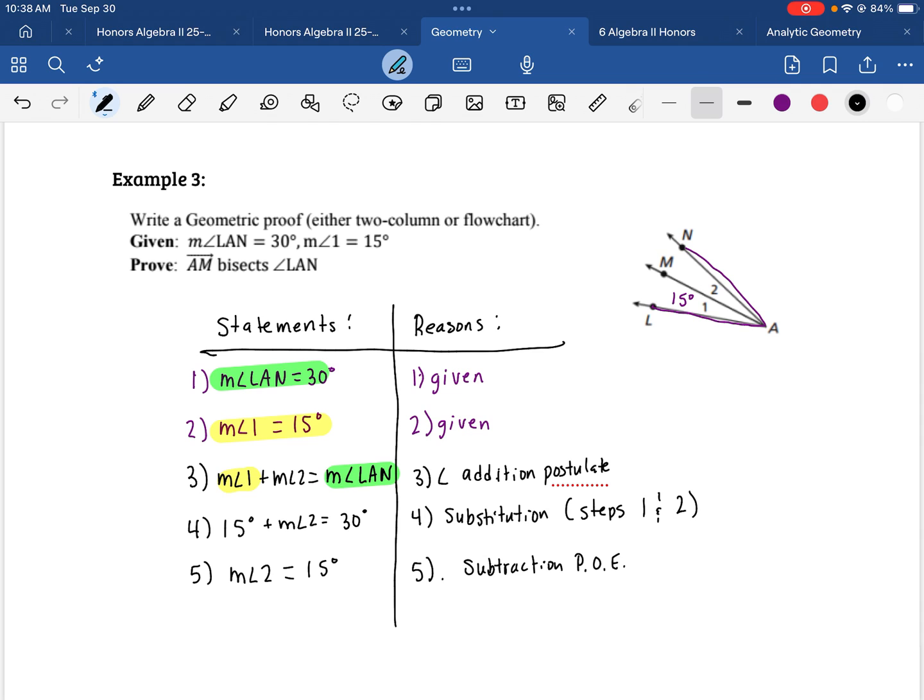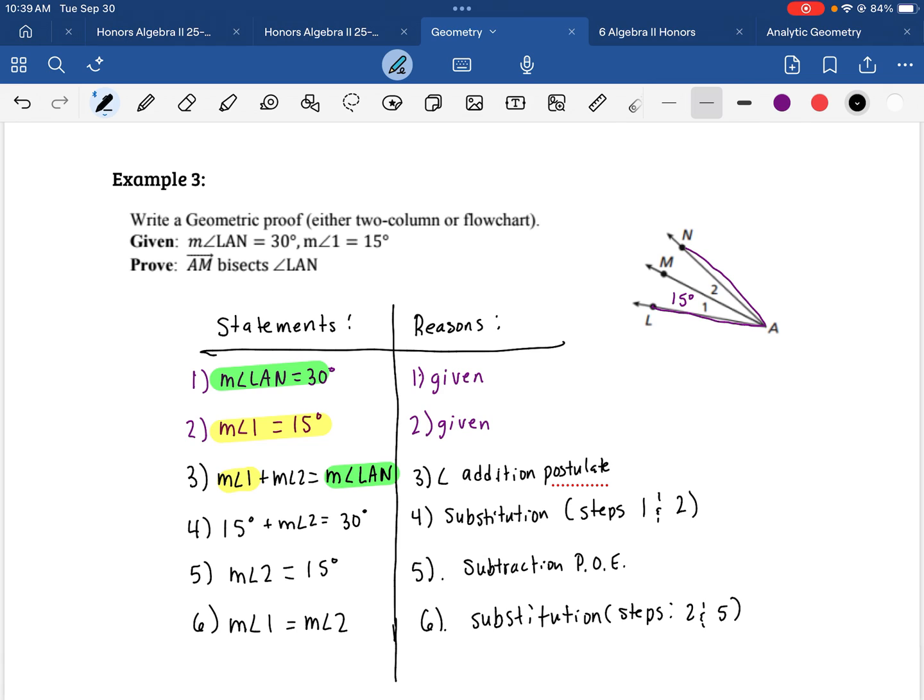And then if we know that the measure of angle 2 is 15 degrees and the measure of angle 1 is 15 degrees, we can say that the measure of angle 1 equals the measure of angle 2. That is also by substitution. That is from steps 2 and 5.